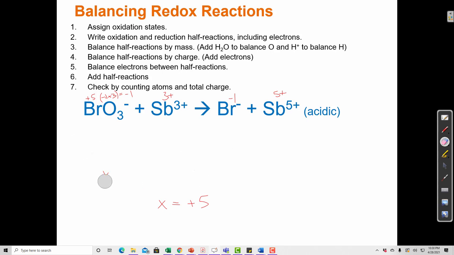Now, what was oxidized and what was reduced? Remember, oxidized means the oxidation number increases. Which oxidation number increased? Well, from antimony on the left to antimony on the right, I went from plus 3 to plus 5. That number got bigger, therefore this is an oxidation.